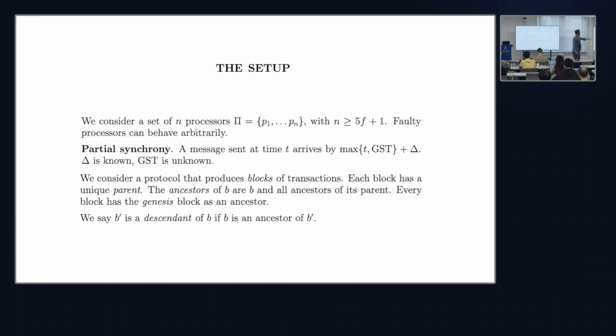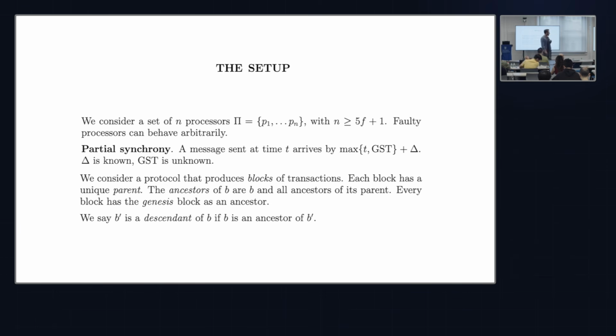Some more terminology, which I'm sure people know, but just to make sure. We're going to consider a protocol that produces blocks of transactions. Each block will contain a sequence of transactions. Each block has a unique parent. The ancestors of a block B are B and all ancestors of its parent. So in particular, I'm going to assume B is one of its own ancestors.